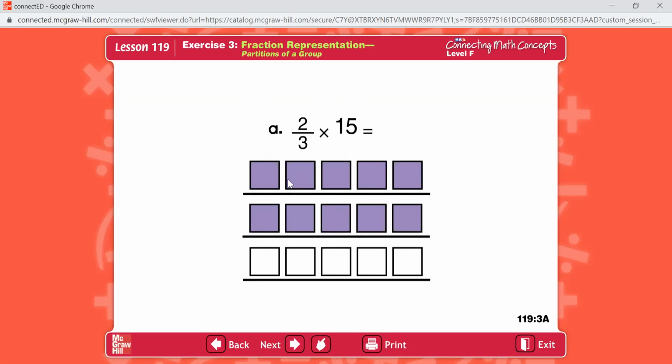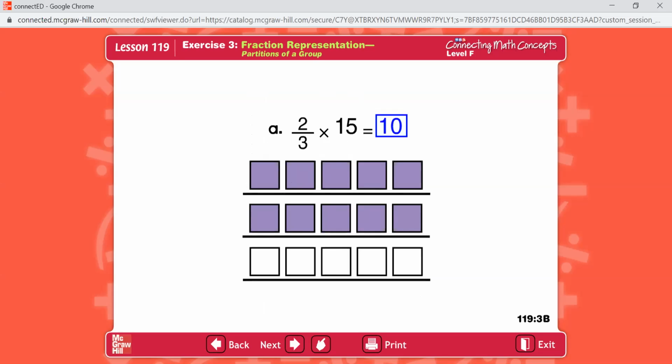Overall, you shaded 10 squares. We can check the answer by working the problem 2/3 times 15. We'll multiply 2 times 15, then divide by 3. Don't simplify, just work the problem. The answer? 10. That's the answer we got by showing the groups.